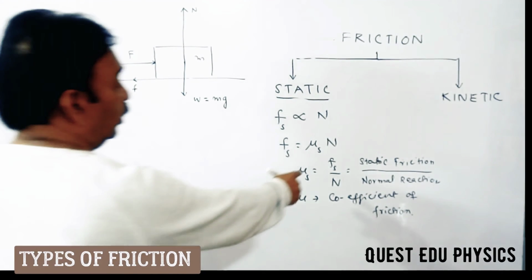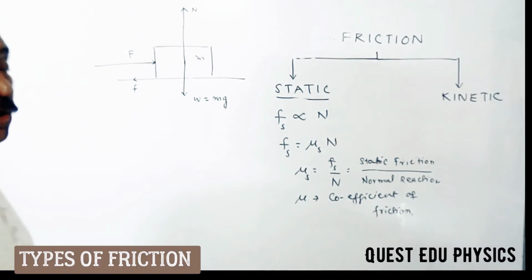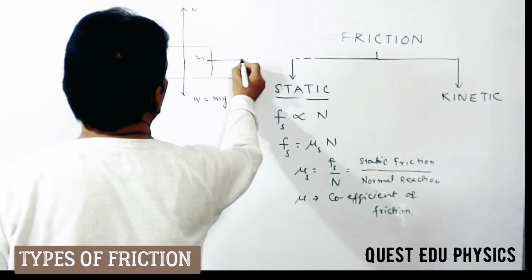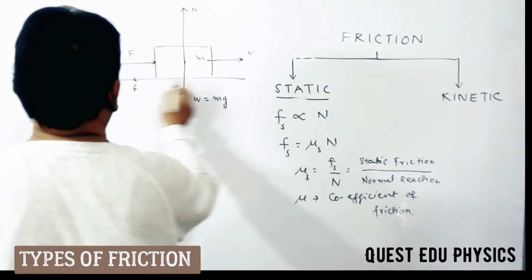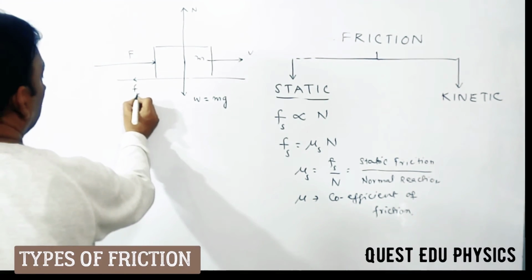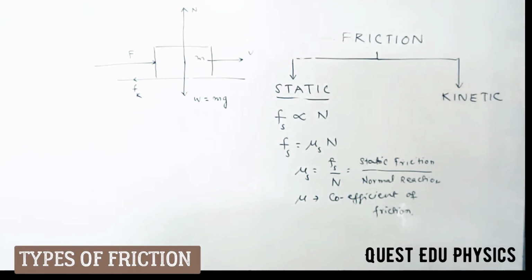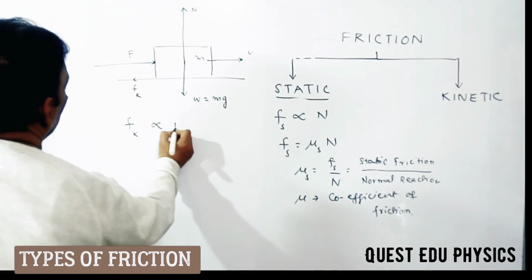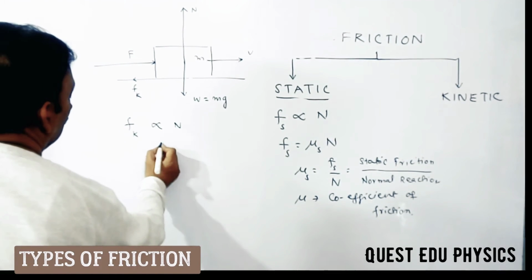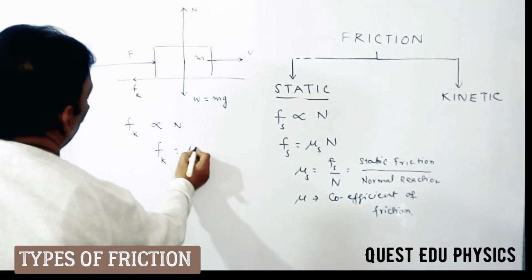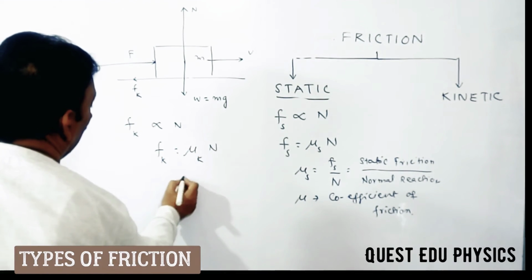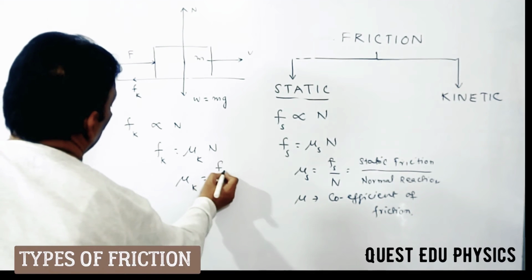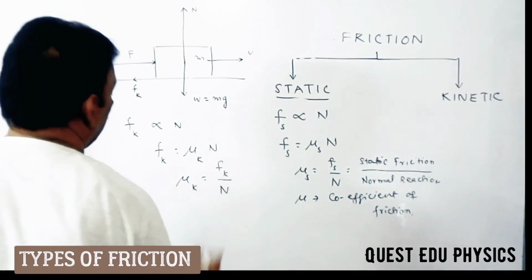Here mu s is equal to Fs by N. Being a ratio, it doesn't have any units. Then the body tries to move over the surface. It is moving with a velocity. Then this frictional force turns into Fk. And we can write the relation as Fk is directly proportional to N, or Fk is equal to mu k into N, and mu k is equal to Fk by N.